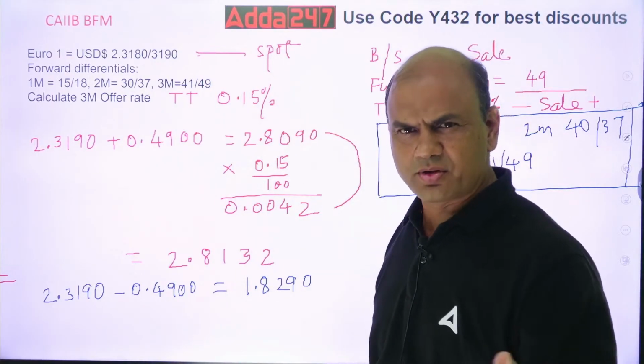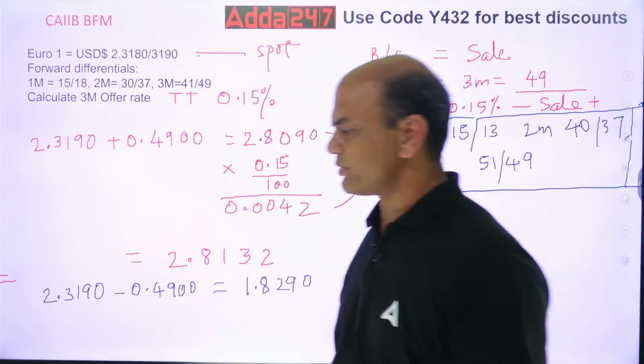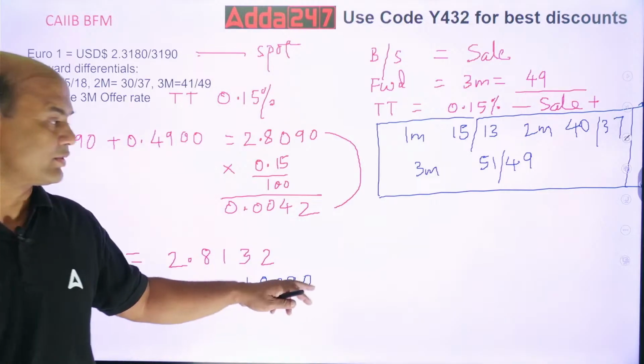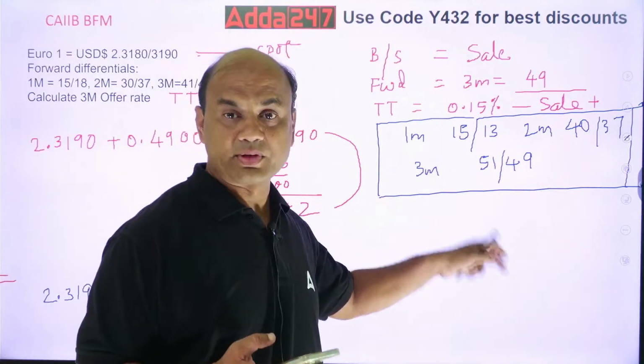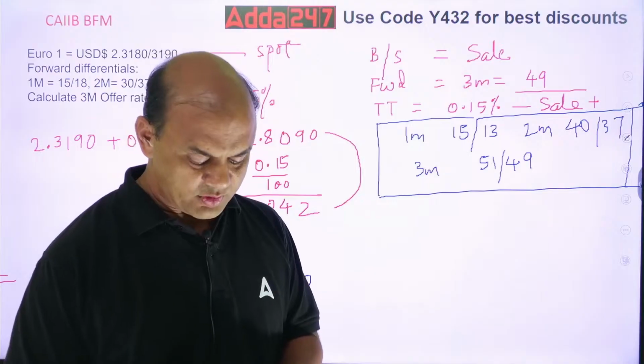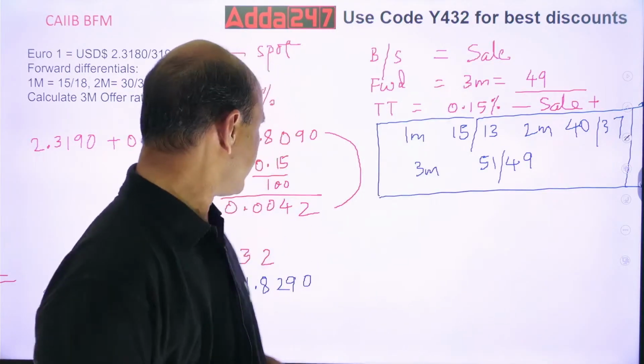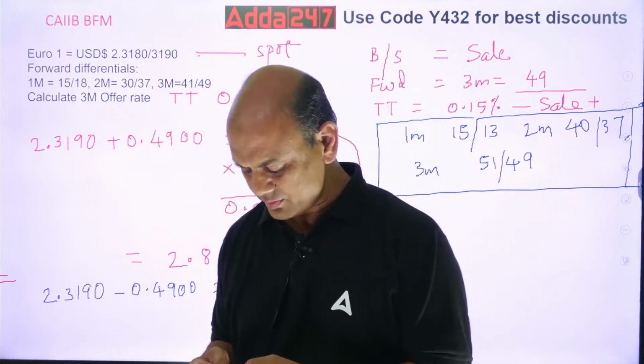Everyone do it. Into 0.15 upon 100, what is the answer? I am doing it for the second one now. What is the answer you are getting? Type in the comment section.